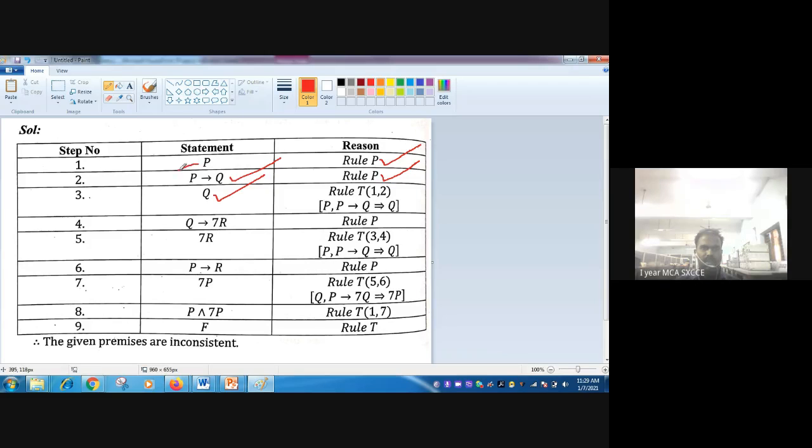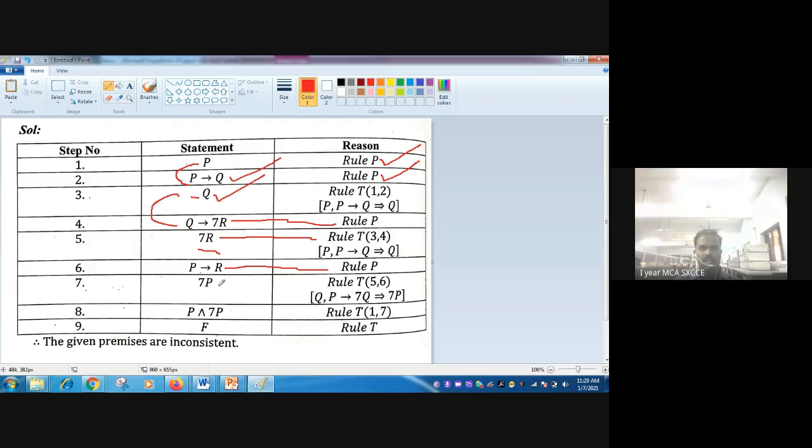That is P, and P implies Q, so finally we get Q only. The fourth one is also rule P only, that is a given premise. As for the fifth one, by combining steps 3 and 4, we are able to get negation R. And once again, P implies R is the given premise.